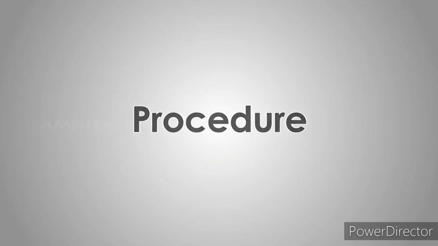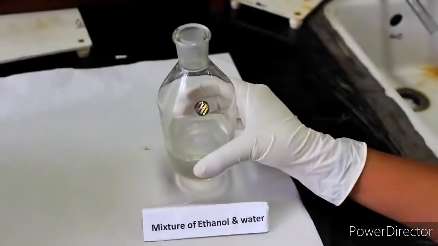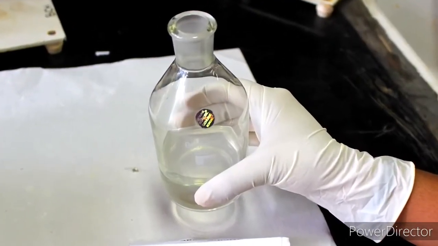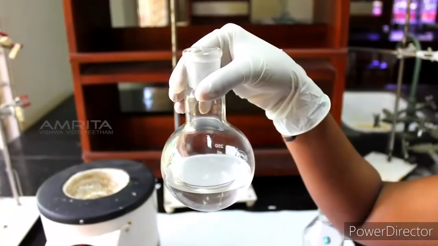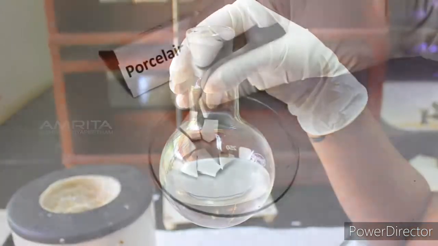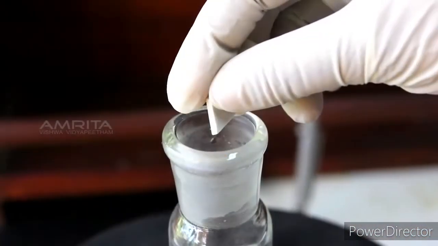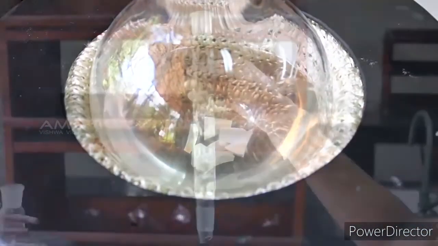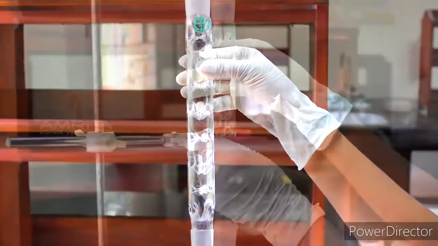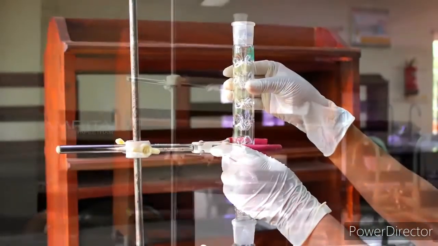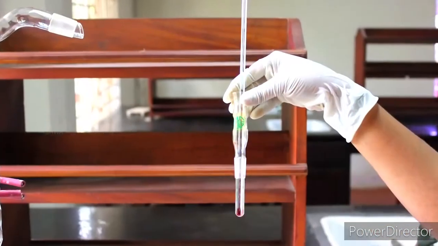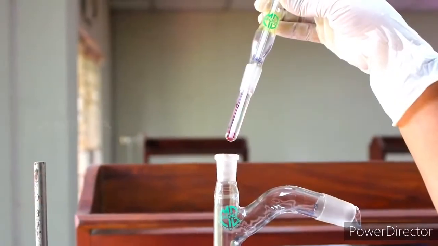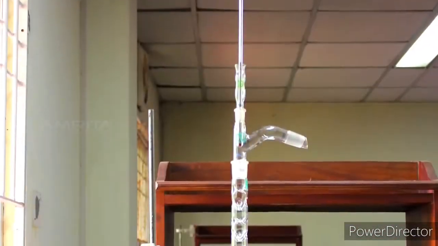Procedure: take a mixture of ethanol and water and pour it into a 250 ml RB flask. Take some porcelain chips and put them into the mixture. Now, connect a fractionating column to the RB flask and clamp it. Connect a distilling head to the fractionating column and a thermometer adapter containing a thermometer to the distilling head.